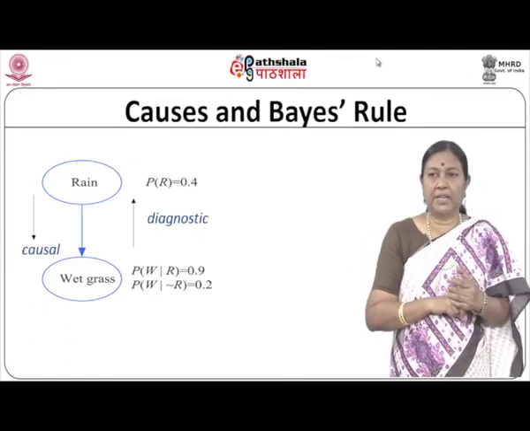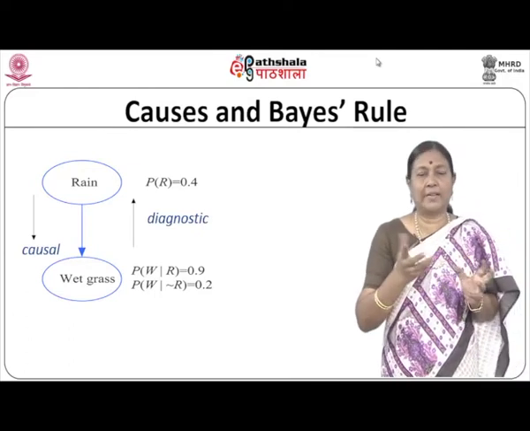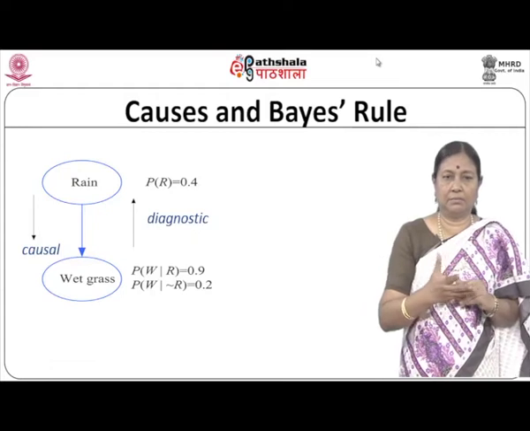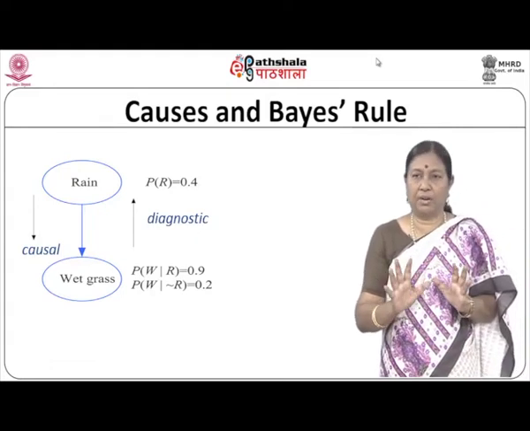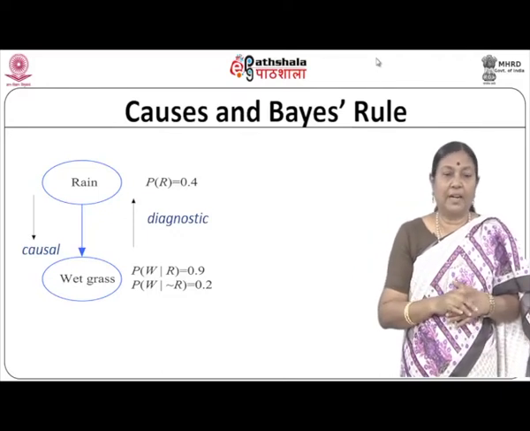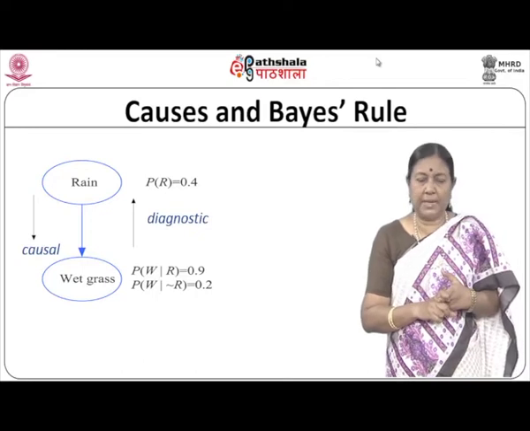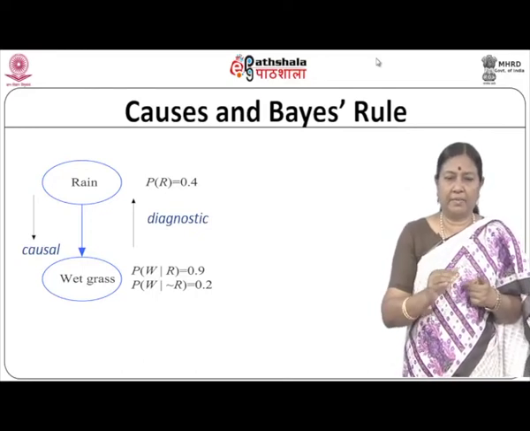Now, you would be given two tables associated with the two nodes. R does not have any parent, so you have an independent probability, P of rain is equal to 0.04. So, obviously, P of not rain is 0.6. Now, you have wet grass. In wet grass, you have the probability of wet grass given rain is 0.9.